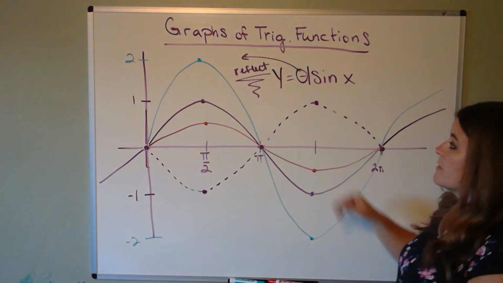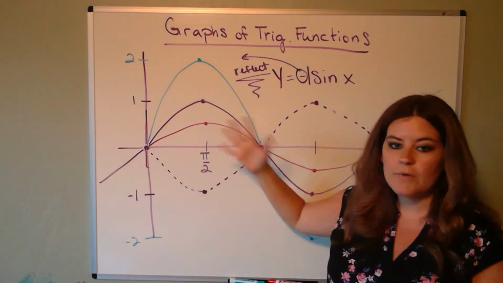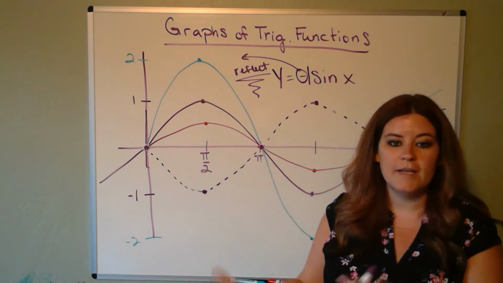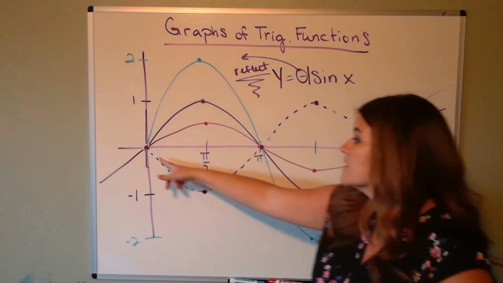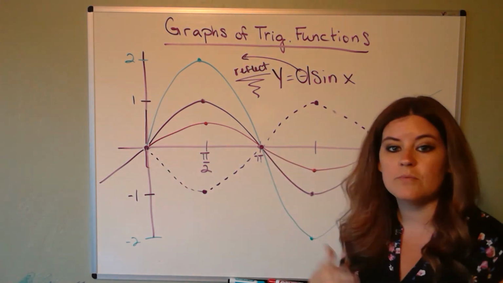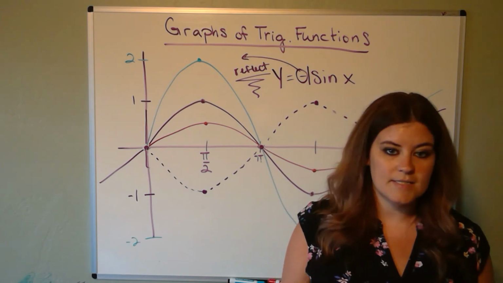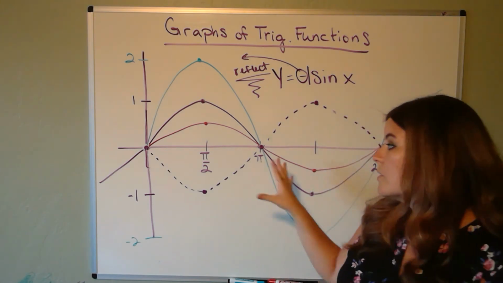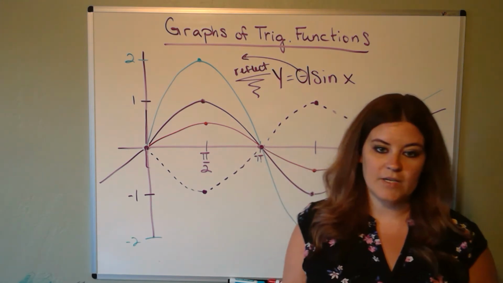So I want to note that this amplitude and this reflection, any way you want to have an amplitude or a negative in front, what's not changing? Well, the x-intercepts never changed. We changed the amplitude, they stayed the same. We reflected, they stayed the same. And I want you to remember that. We will be moving those, but not with amplitude and not with a reflection.